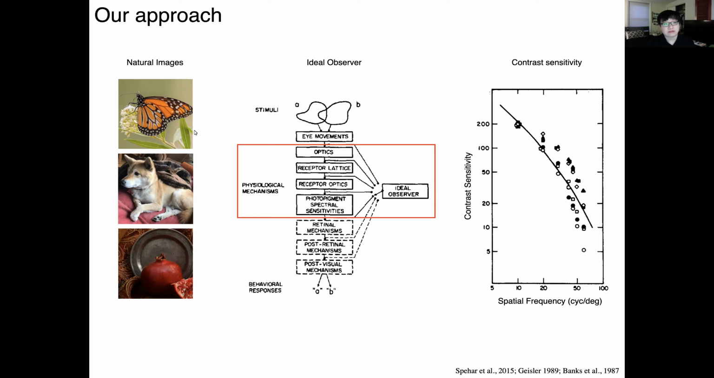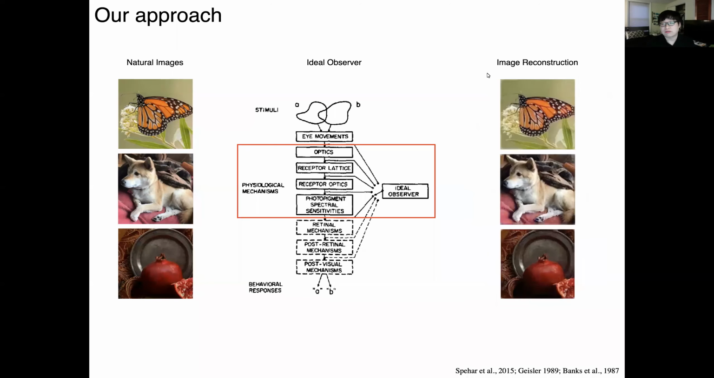To work with natural images, we need a task that goes beyond simple threshold measurement. Thus, we ask our ideal observer to perform image reconstruction from the signal available to our visual system. From the reconstructed image, we can perform a wide range of analyses, including threshold, and they also provide us with a direct visualization of information loss.